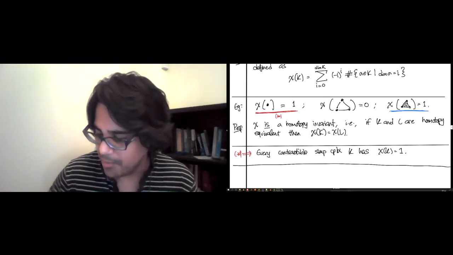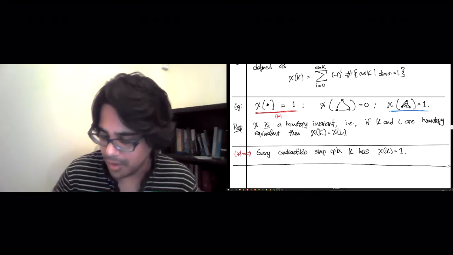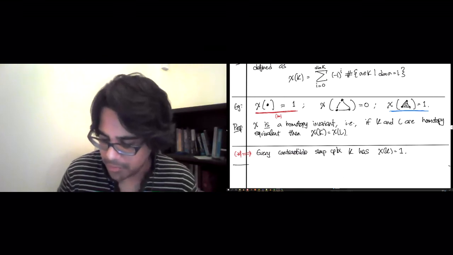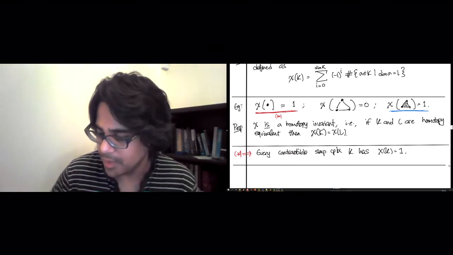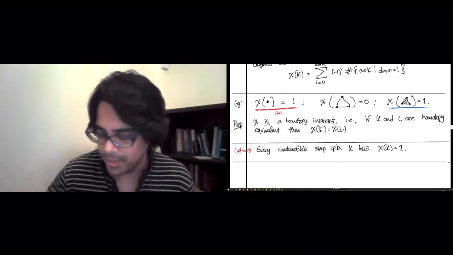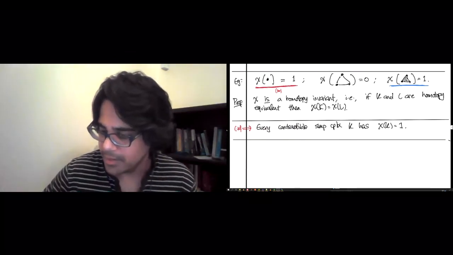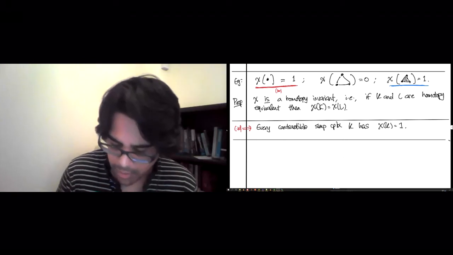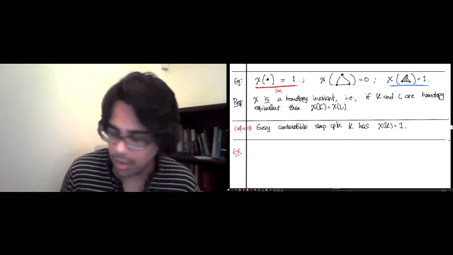I'd like to show you my favorite consequence of Euler characteristic computations. You might think this is a really ridiculous, simple, easily computable invariant. Who would ever care about something like this? So here is the most important Euler characteristic computation in the world.